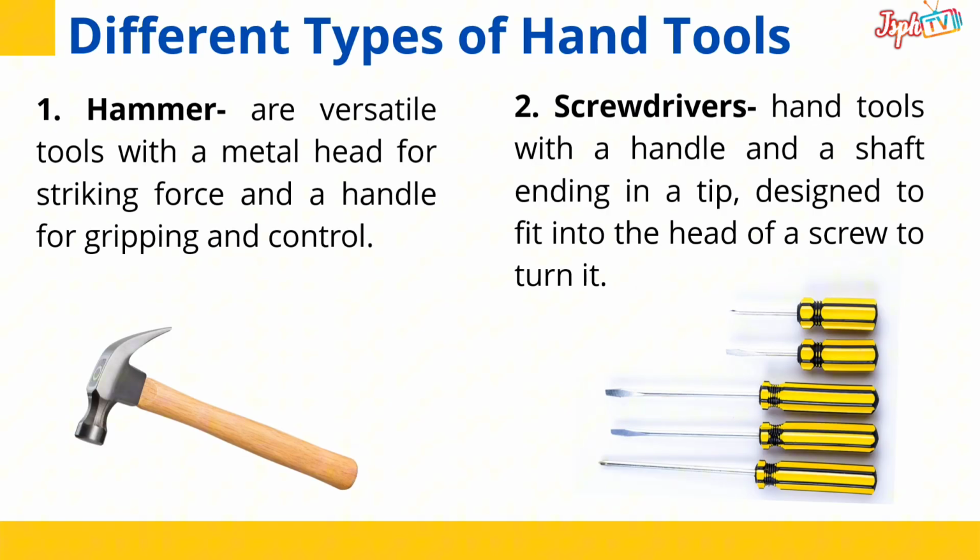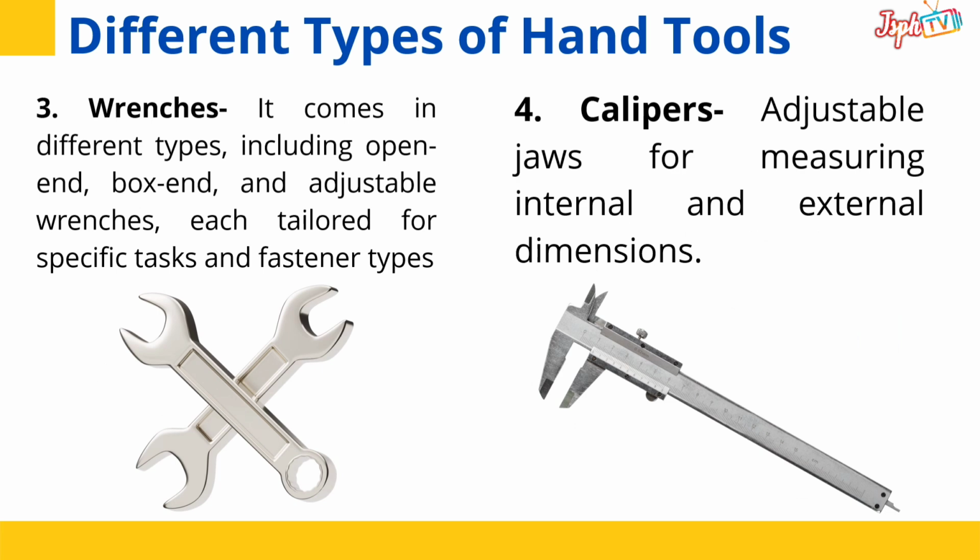We have different types of hand tools. First, hammers are versatile tools with a metal head for striking force and a handle for gripping and control. Second, the screwdrivers. Hand tools with a handle and a shaft ending in a tip designed to fit into the head of a screw to turn it. Wrenches. It comes in different types, including open end, box end, and adjustable wrenches, each tailored for specific tasks and fastener types. Calipers. Adjustable jaws for measuring internal and external dimensions.